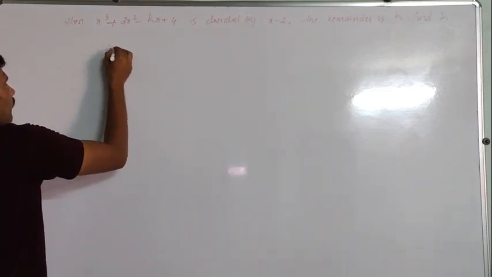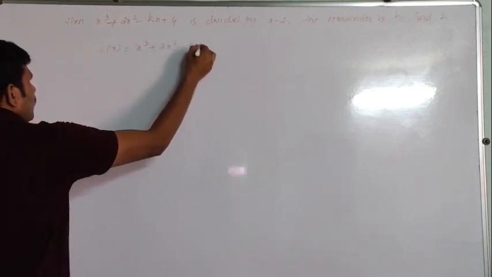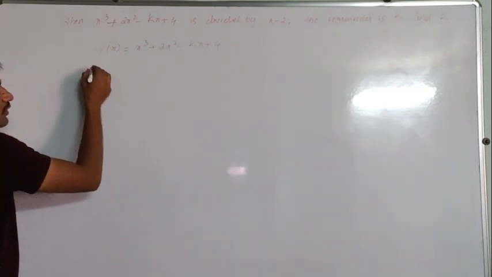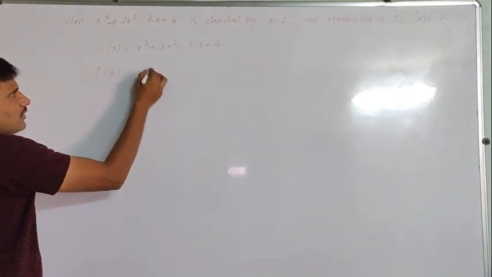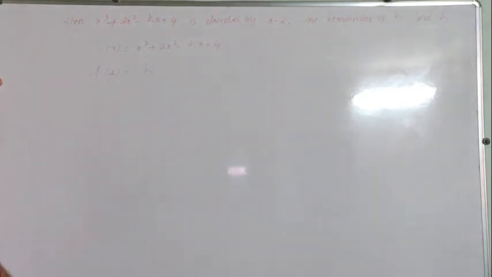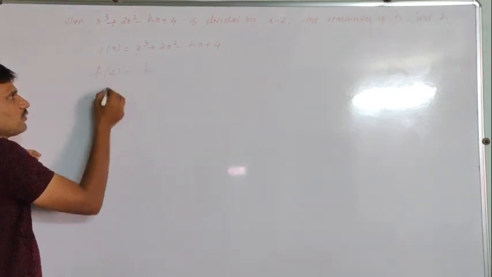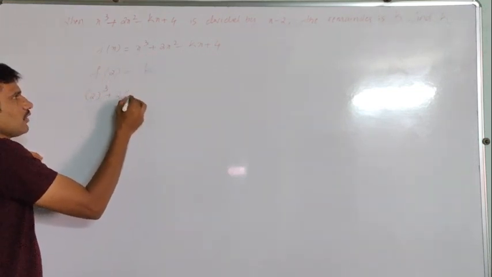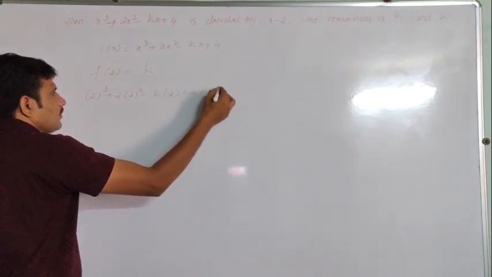First I write f of x. What is f of x? x cube plus 2x square minus ax plus 4. When it is divided by x minus 2, the remainder will be f of 2, that is k. So f of 2 is k. Put x is equal to 2: 2 cube plus 2 into 2 square minus a into 2 plus 4 is equal to k.